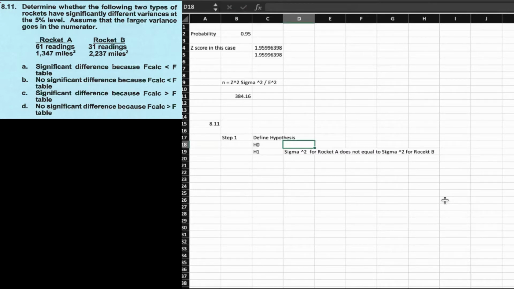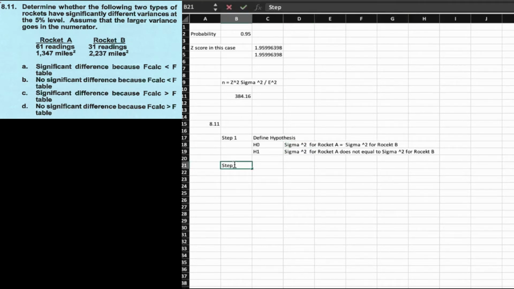And the null hypothesis here is the same, except that it equals sigma squared for rocket B, right? So that's the difference. Or if you just write that out, it's going to be just equal for sigma squared for rocket B, right?